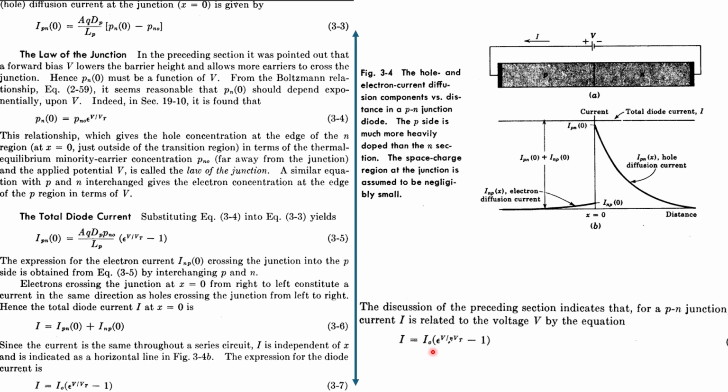I naught is the reverse saturation current, which is mostly given. Otherwise, you may calculate it using this A Q D_P constant P_n0 divided by L_P. L_P is your diffusion length, right?